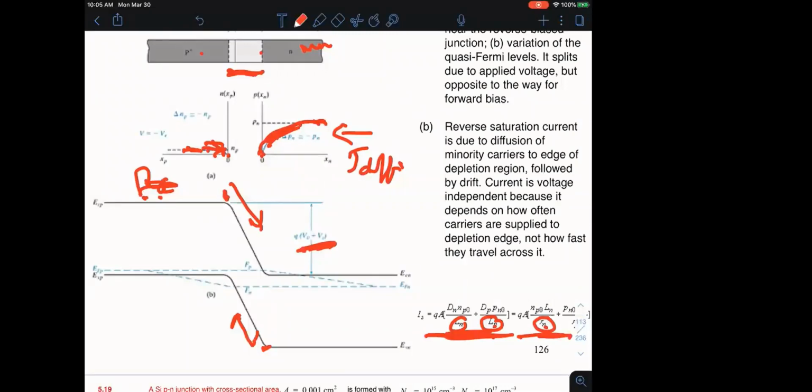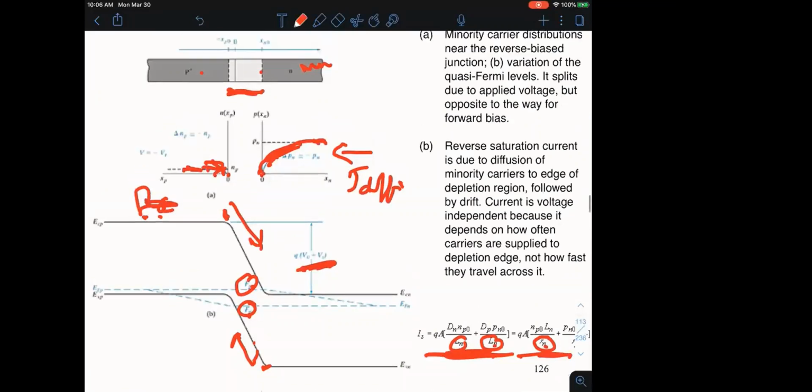Now in reverse bias, the Fermi level also splits up into quasi-Fermi levels. But if you compare this with the splitting of the quasi-Fermi levels in forward bias, you'll see that the splitting happens in an opposite sense. In reverse bias, the quasi-Fermi level for holes moves farther away from the valence band than in equilibrium. Similarly, the quasi-Fermi level for electrons moves farther away from the conduction band, meaning that I have fewer electrons and fewer holes in reverse bias than in equilibrium, which is exactly what you'd expect.